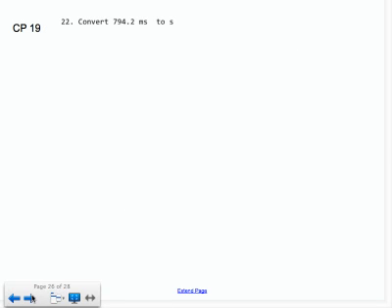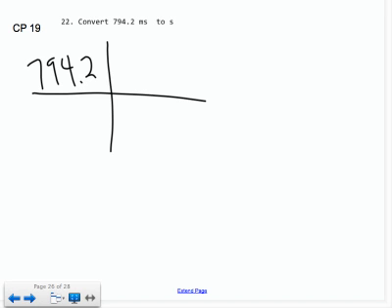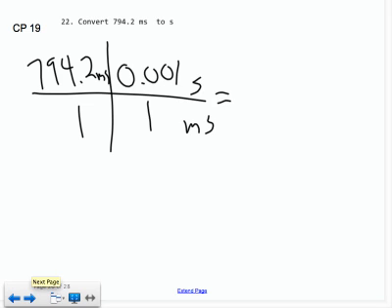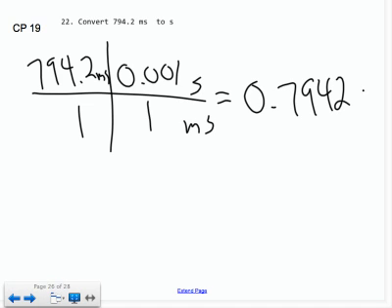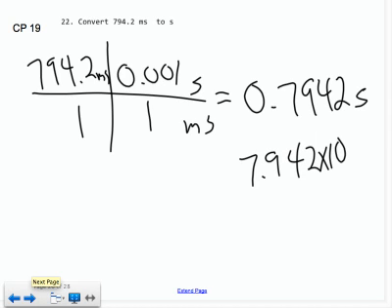Conversion problem: converts 794.2 milliseconds into seconds. So we're going to set up a dimensional analysis here. We've got 794.2 milliseconds over 1. And we're converting milliseconds to seconds, so the conversion goes on top, and 1 millisecond equals 0.001 seconds, so we would multiply 794.2 times 0.001, and that comes out to 0.7942 seconds. If you put that into scientific notation, it would be 7.942 times 10 to the negative first seconds.